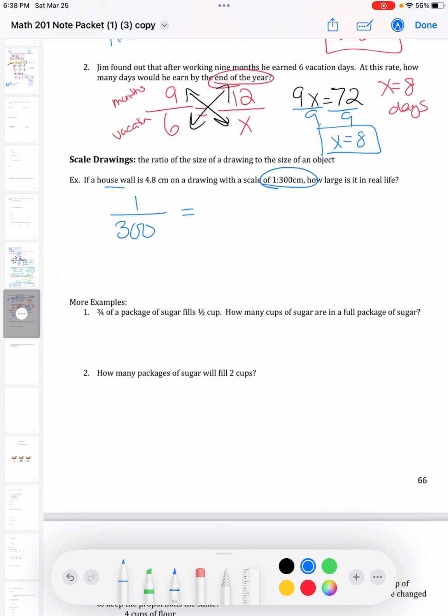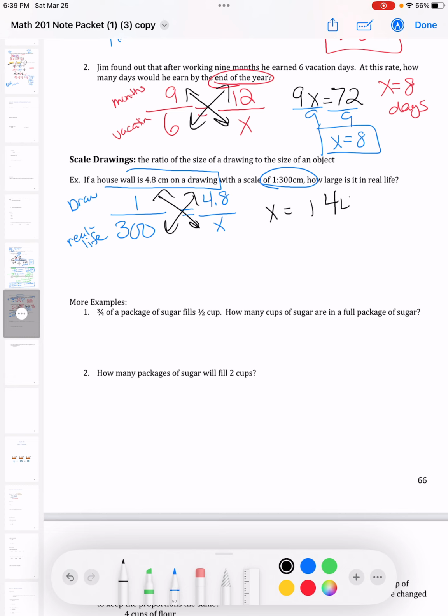So the house wall is 4.8 centimeters in the drawing. So this would be my drawing. The small is the drawing, and the real life is the large one. So that would give me 4.8 over x. And then I would do that same cross multiplying that we've been looking at before. So multiplying 4.8 times 300 would give me 1,440.